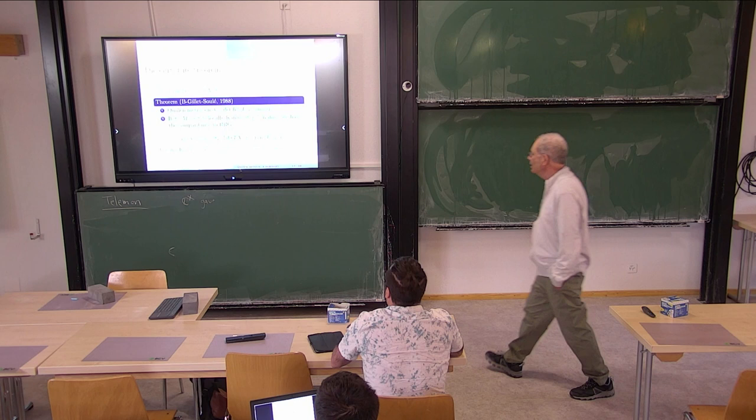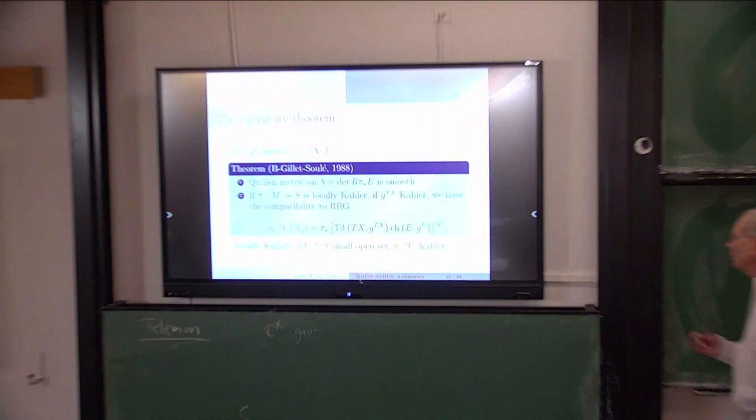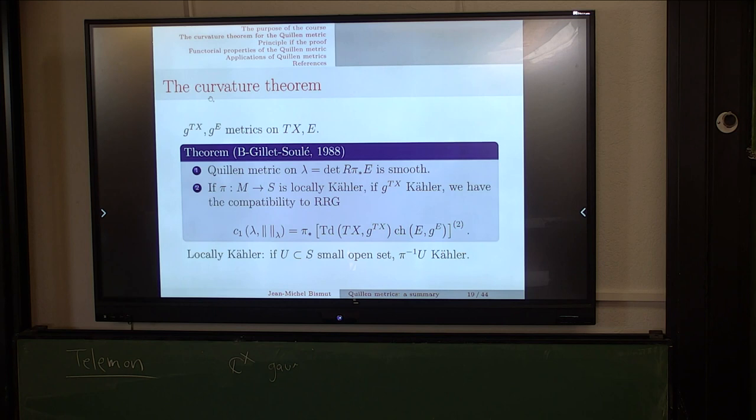Which is a curvature theorem. I just put it because in a sense it's a central piece, a starting point of all the refinements that I explained, in particular concerning the functorial behavior of Quillen metrics. So let me first of all give some historical comments.